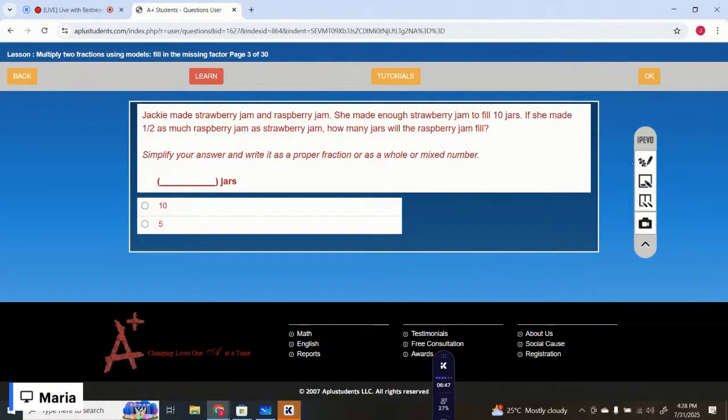Jackie made strawberry jam and raspberry jam. She made enough strawberry jam to fill 10 jars. If she made half as much raspberry jam as strawberry jam, how many jars will the raspberry jam fill?